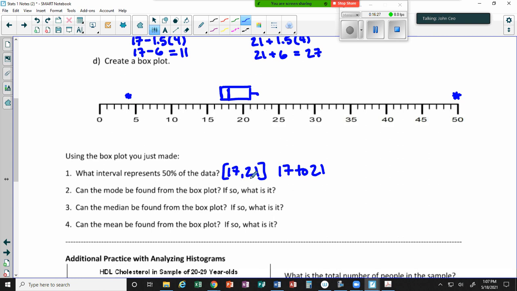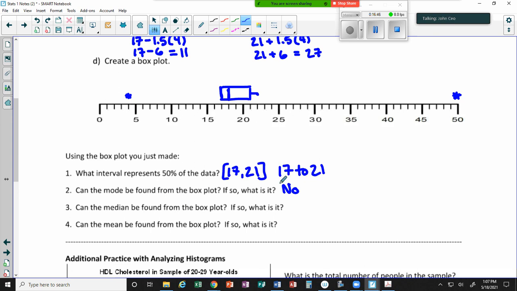Can you figure out the most frequently occurring number from a box plot? No. If you didn't know the set of data, you couldn't. Right? So no, you cannot find the mode. Remember, the mode is the most frequently occurring piece of data.